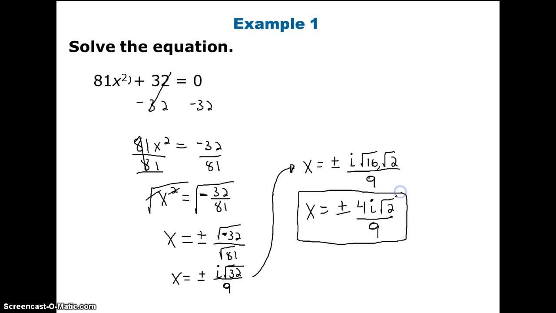Remember, we do have two answers. Let me write those down. I'm going to separate them. One of them is negative 4i square root of 2 over 9, and the other one is positive 4i square root of 2 over 9. We do have two imaginary solutions, and that's what you have. Every time you have complex solutions, imaginary solutions, you have two. Never one imaginary, it is always two.